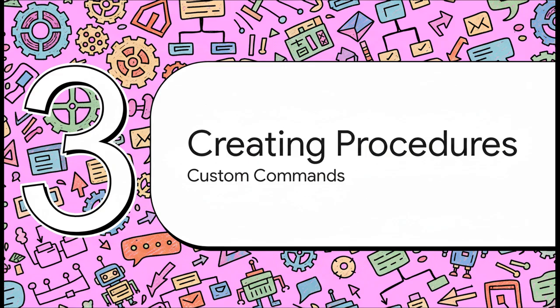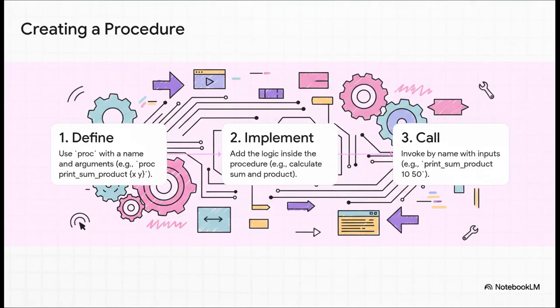This is how you make your scripts clean, modular, and way more powerful by building your own custom commands. The whole process is actually pretty simple. It just breaks down into 3 easy steps. First, you define the procedure using the proc command, giving it a name and telling it what arguments to expect. Second, you implement the logic inside it. And third, you call your new command whenever you need it, just by using its name. Define, implement, call. That's it.